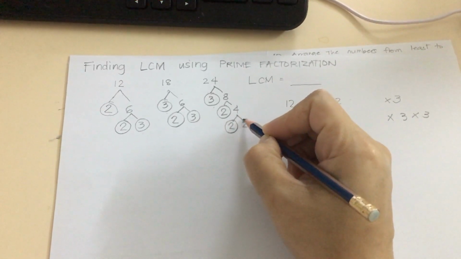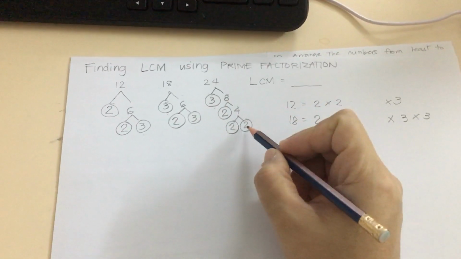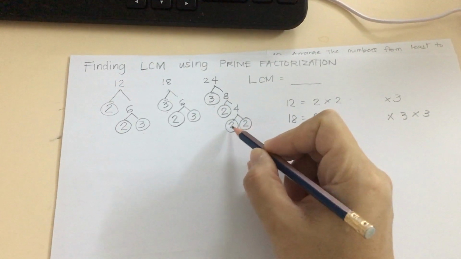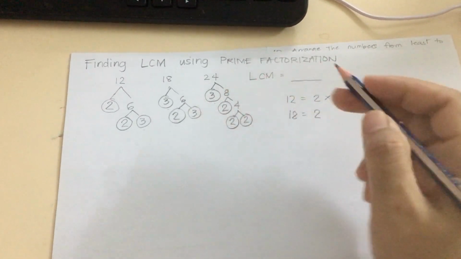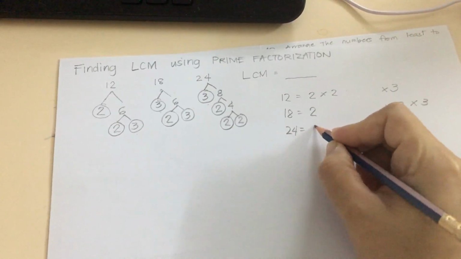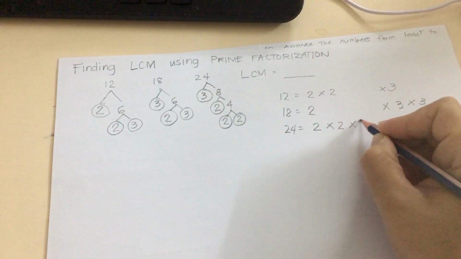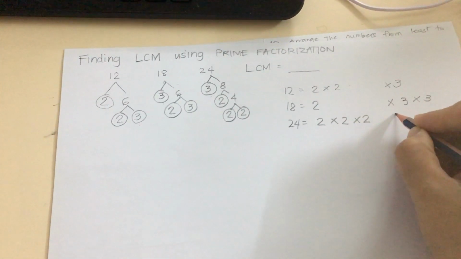Okay, so now we're done. All of the factors are prime numbers. You can see we have three 2's, 2 times 2 times 2, and 3. So let's write the prime factorization of 24. We write here 2 times 2 times 2, and then the 3.